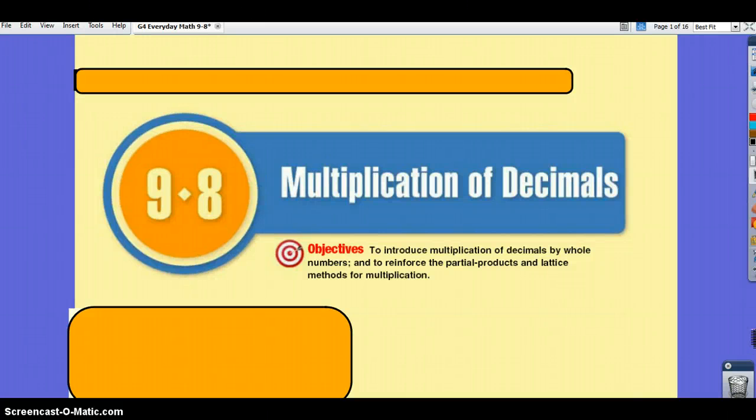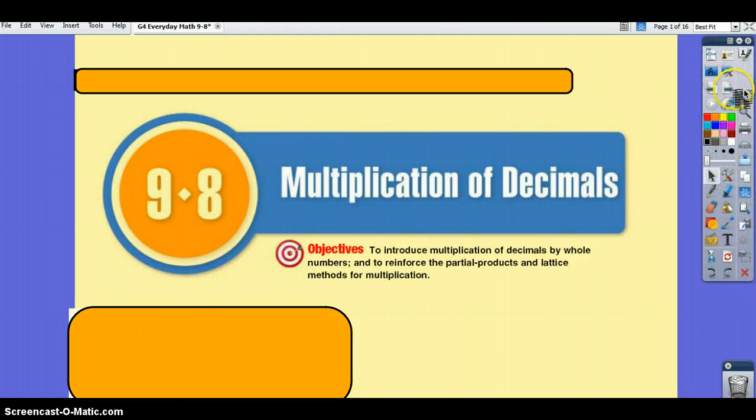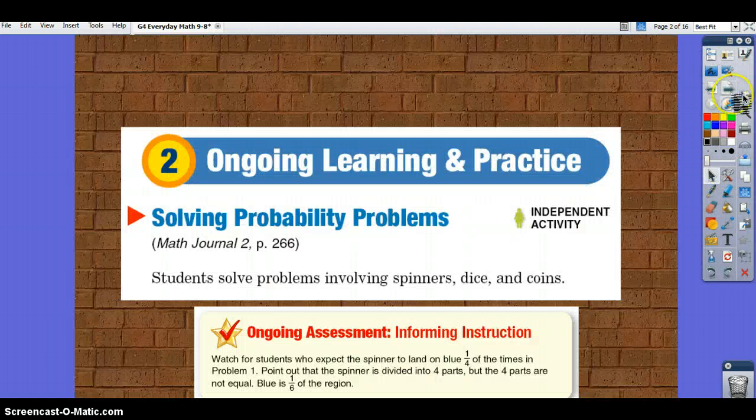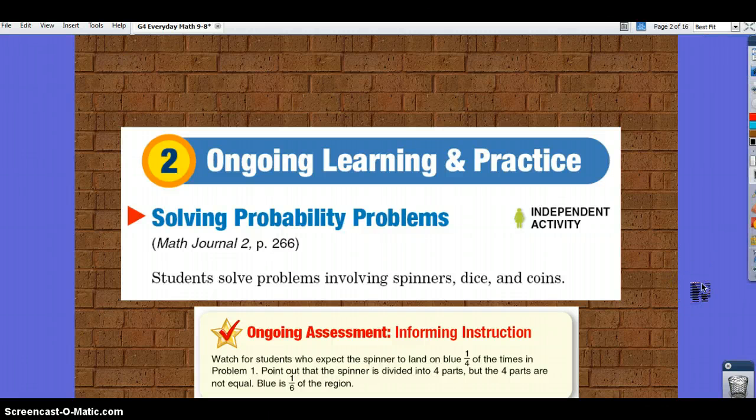9-8, multiplication of decimals. I'm going to introduce multiplication of decimals by whole numbers, and I want to reinforce the traditional method of multiplication. So open your math journals to page 266. You need to solve the problems involving spinners, dice, and coins. Notice in problem 1 that the spinner is divided into 4 parts, but the 4 parts are not equal. Blue is actually 1/6 of the region.